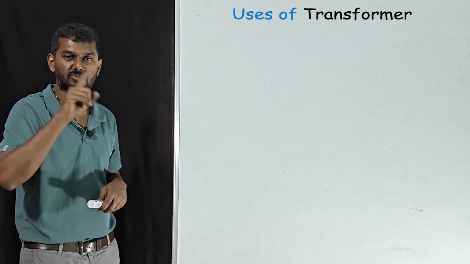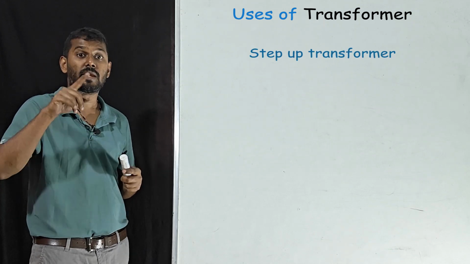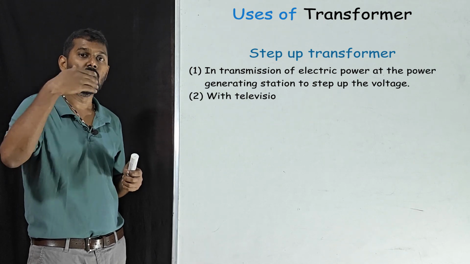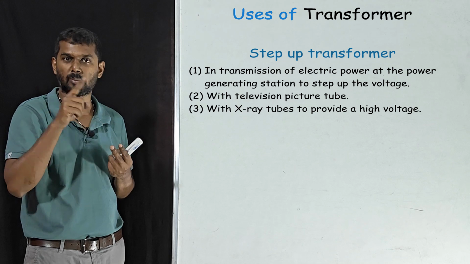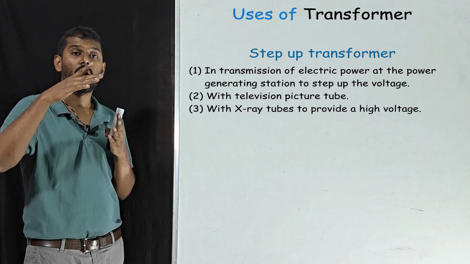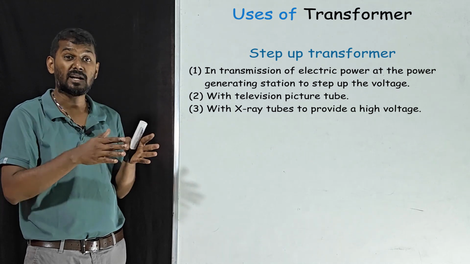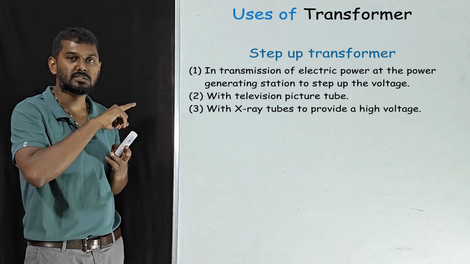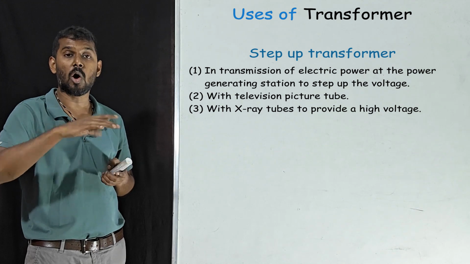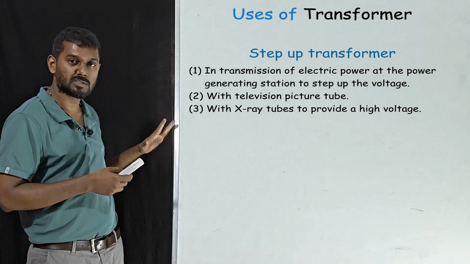There are two types of transformers. First we'll talk about uses of the step up transformer. Step up transformer is used in power generating station. In a power generating station we have to generate high voltage, right? So in power generating station step up is used. Then in olden days, television picture tube. In olden days TVs there is a part called the picture tube that requires high voltage. There we used to have step up transformers. Then X-ray machines and MRI machines require high voltages. These are the uses of step up.